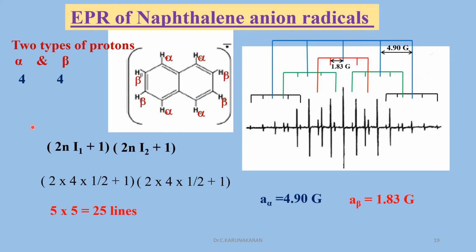The formula used to calculate the number of lines is (2n1 I1 plus 1) into (2n2 I2 plus 1). Therefore, 2 into 4 into 1/2 plus 1 for each set of protons with I equal to 1/2. Therefore, there are 25 lines. It agrees with the number of lines obtained in the actual spectra.